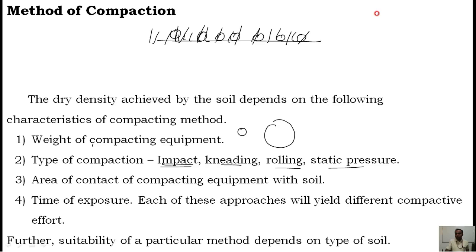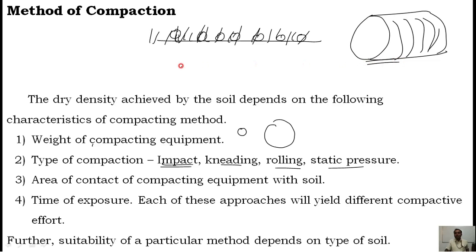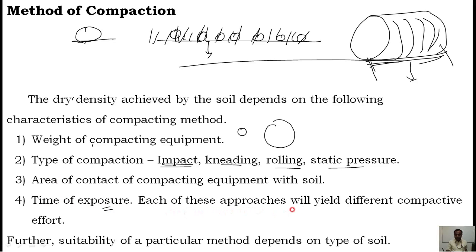And I will take one bulldozer. The bulldozer will have a big wheel like this that will move on the ground. Then this compaction is different from that compaction. The small stone has a small cross-sectional area in contact with the soil, but the bulldozer wheel has a very large contact area on the soil. Therefore, that also matters. Each of these approaches will yield a different compactive effort. Time of exposure, how many times you are compacting, also matters.